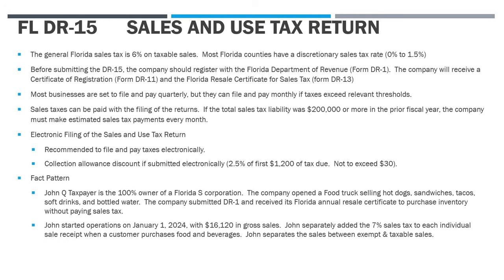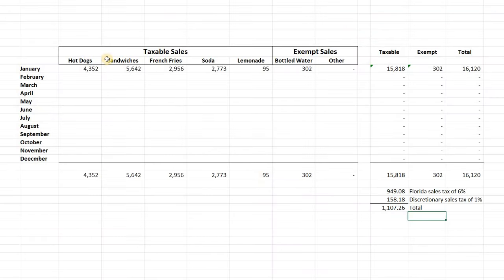And so if we have a look at his workbook here, you can see he's separated out between taxable and exempt. So bottled water is one of the most common exemptions. Bottled water generally is completely exempt from sales tax. So when he charges customers for bottled water, he doesn't have to impose the sales tax. But when he charges for all these other items, he's got to impose the sales tax.